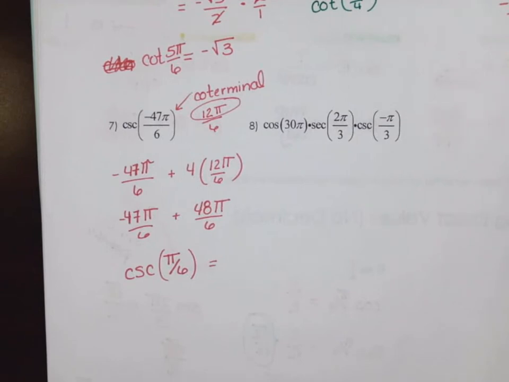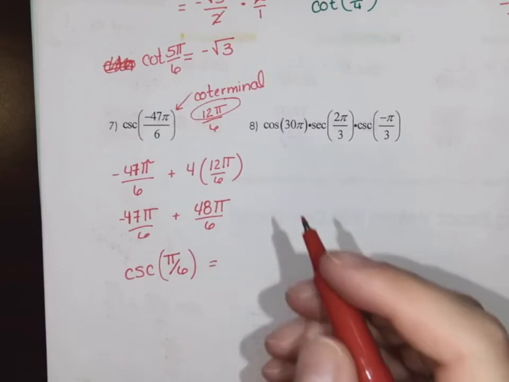What do we know about sine of pi over 6? Think short, long. It's a half. The y is short on this one. So it's half. So what's cosecant going to be? 2.